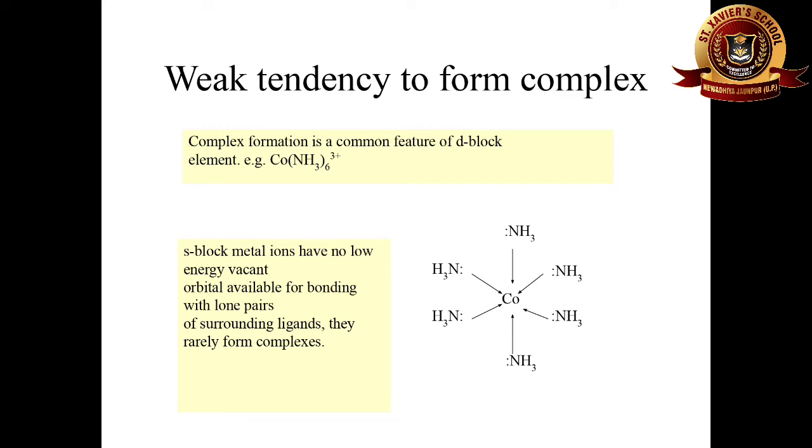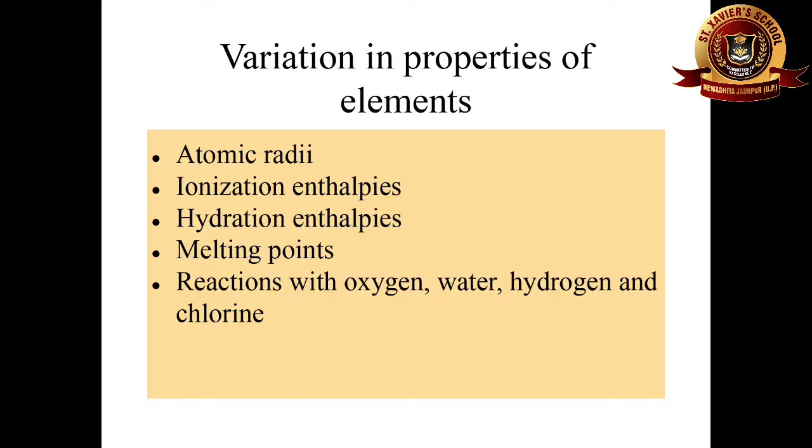Now, weak tendency to form complexes. Mostly d block elements produce complexes because they have vacant d orbitals. But in the case of s block elements, they have no vacant orbitals. That's why they have very low capacity to produce complexes. Now, variation in properties of elements: atomic radii, ionization enthalpies, hydration energies, melting point, and reaction with oxygen, water, hydrogen and chlorine.